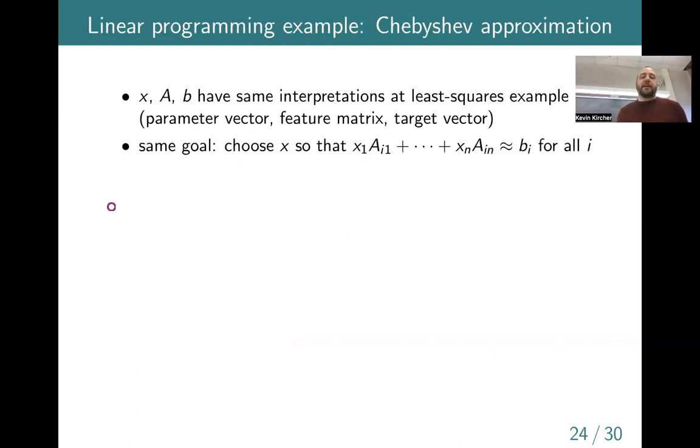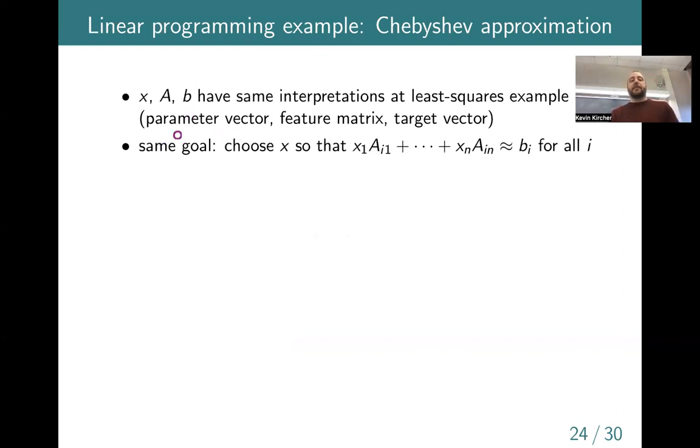Okay, so an example of linear programming that's similar to the example I showed for least squares is what's called Chebyshev approximation. I'm totally mispronouncing this. Russian genius mathematician named Chebyshev. Does anybody speak Russian? No. Okay. Anyway, the basic idea in Chebyshev approximation is that we have the same interpretations of x, A, and b as we had in least squares.